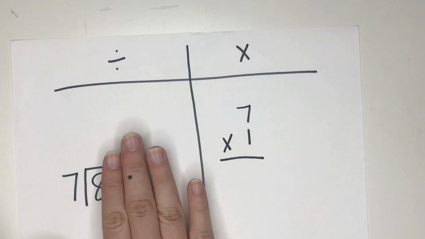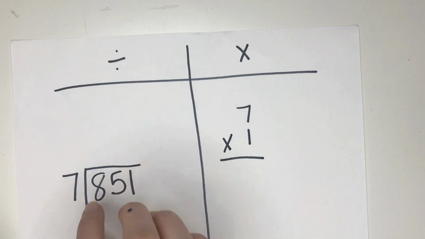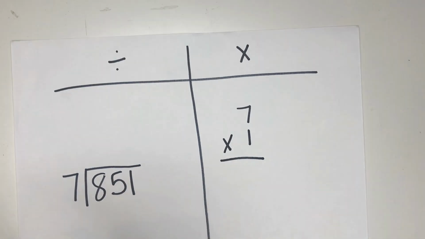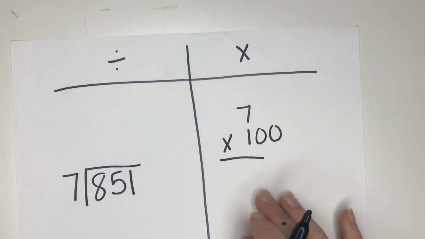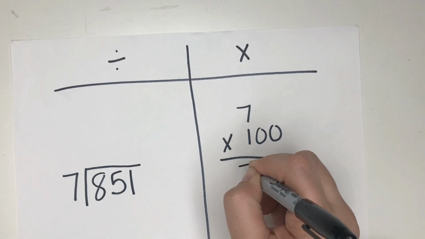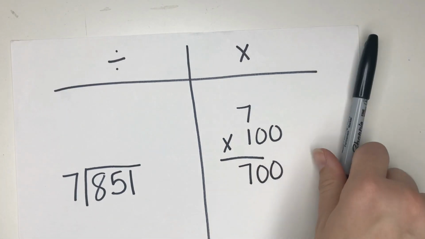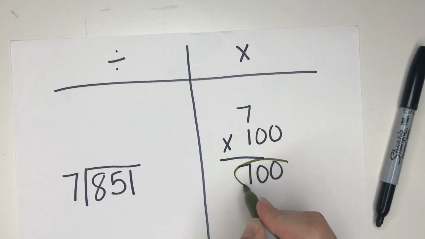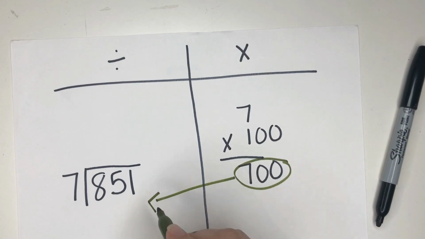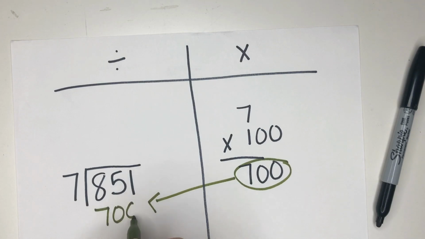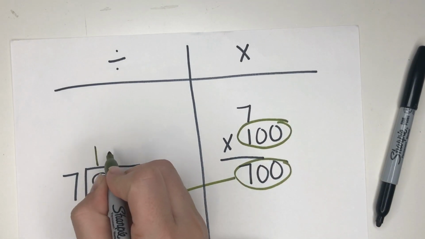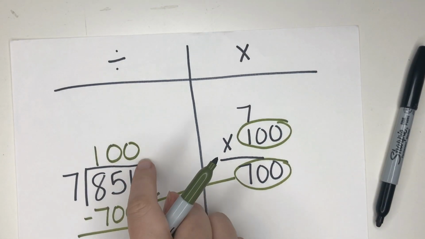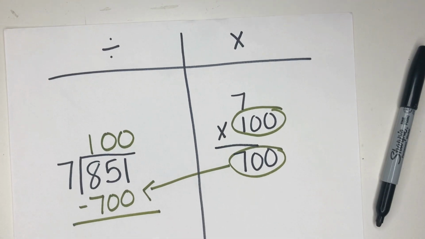Once I reveal that there are two other place values after the digit we're dividing, I can add 2 zeros to my problem, which gives me 7 times 100. And we know that 7 times 100 is 700. 700 is below the line, so I'm going to write 700 below the line, which will give me a subtraction problem. And then my 100 goes above the line because that is going to be a part of my quotient.